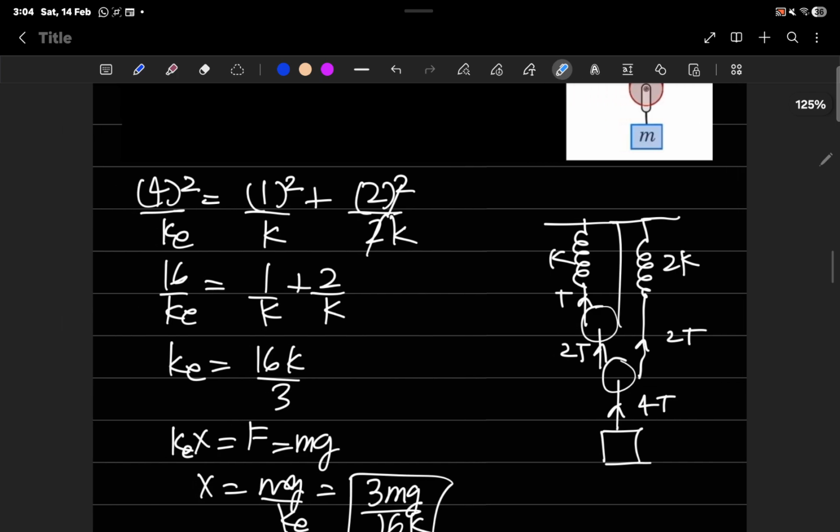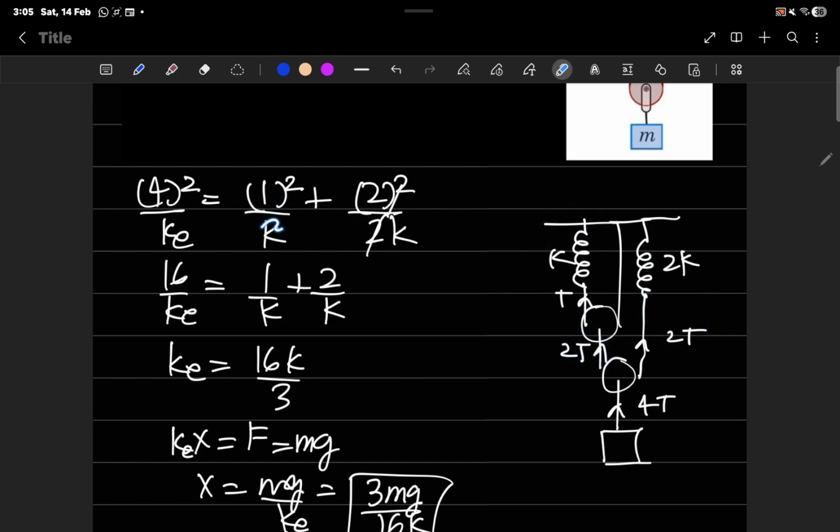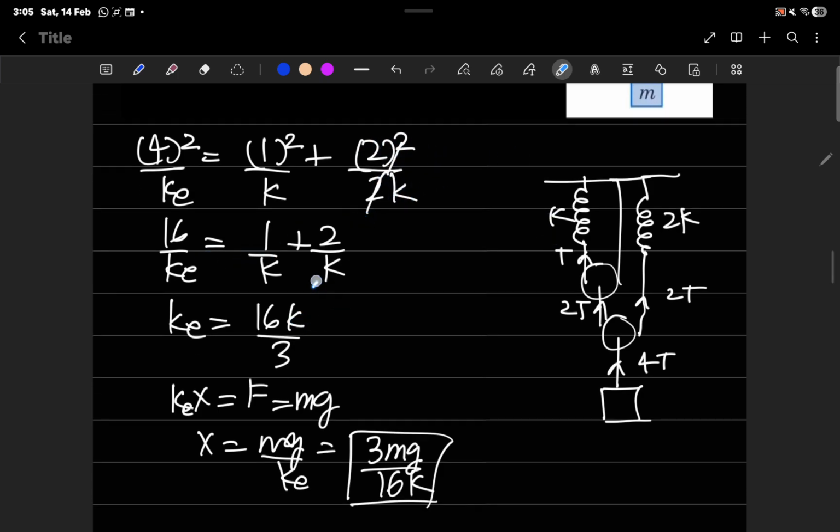It will take less than a minute only, just to make calculations easier. That's why I've assumed t in the lowest point, and then it only increases by multiples above. So 4t squared upon k equivalent is equal to, and this tension doesn't matter, right? 2t over here, there's no spring over here. This matters and only this matters. So t squared upon k, and 2t whole squared upon 2k. So again we get k equivalent as 16k upon 3.